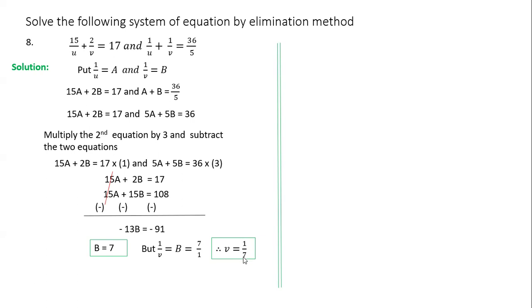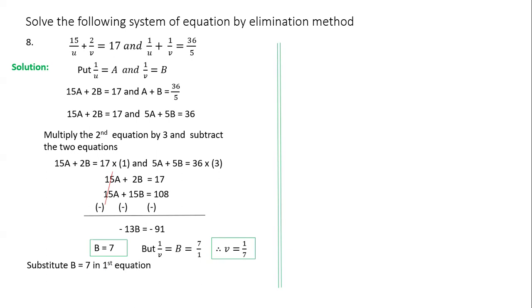Just invert it. Say this one, b, take it to the numerator. Just take the reciprocal of b upon 1, and this will become 7 upon 1 upon 7. So that means b is equal to 1 upon 7. So we have found the value of b.